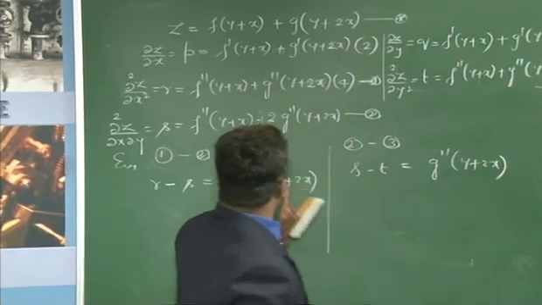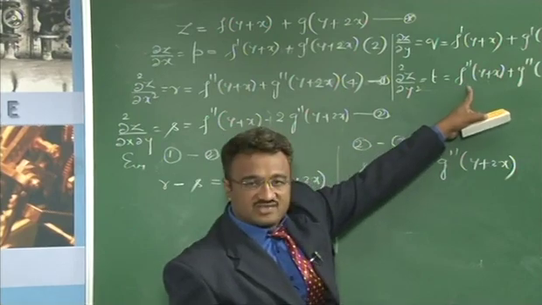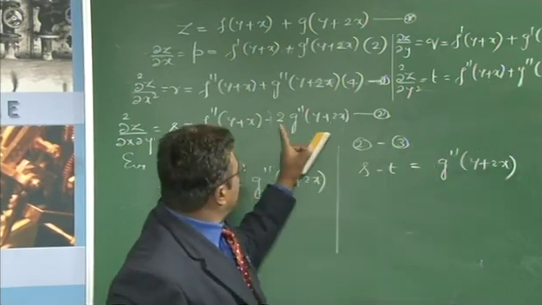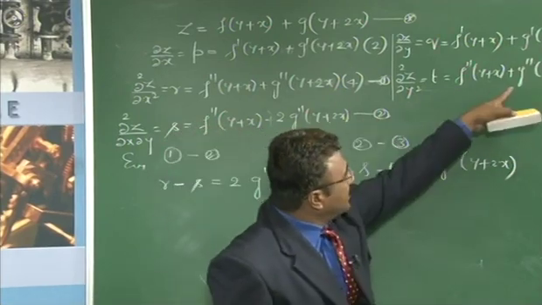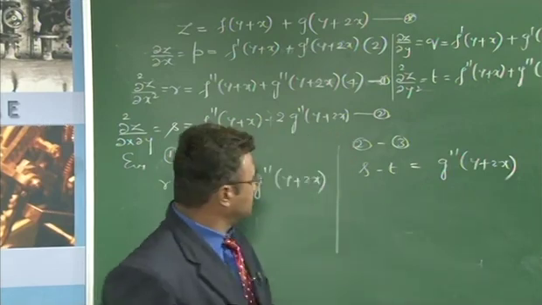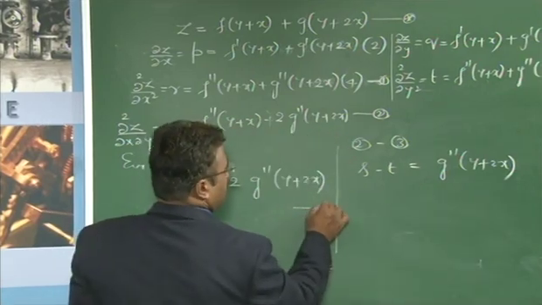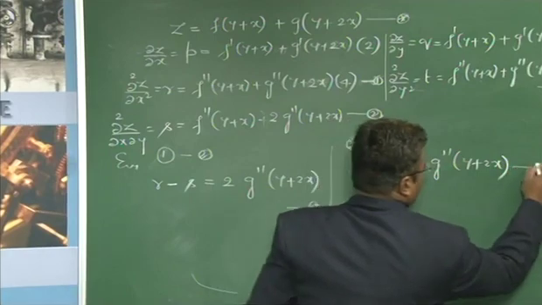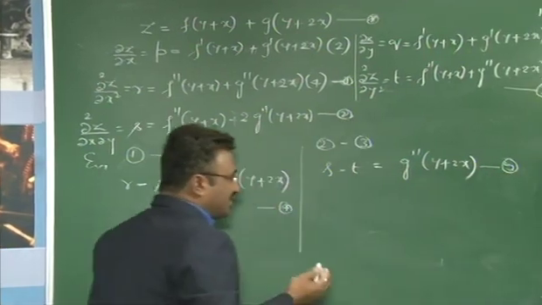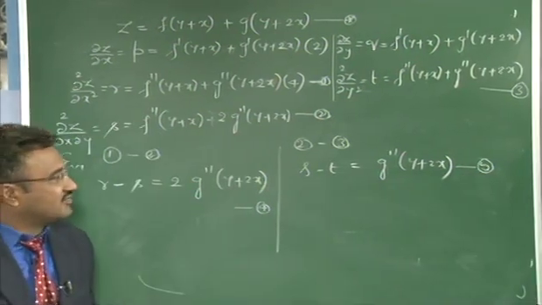See here, this f double dash in both the cases will be cancelled. Then subtracting the first from the second, 2 minus 1, we get only g double dash. Now call this equation number 4 and call this equation number 5. Now it is very easy to eliminate g double dash.